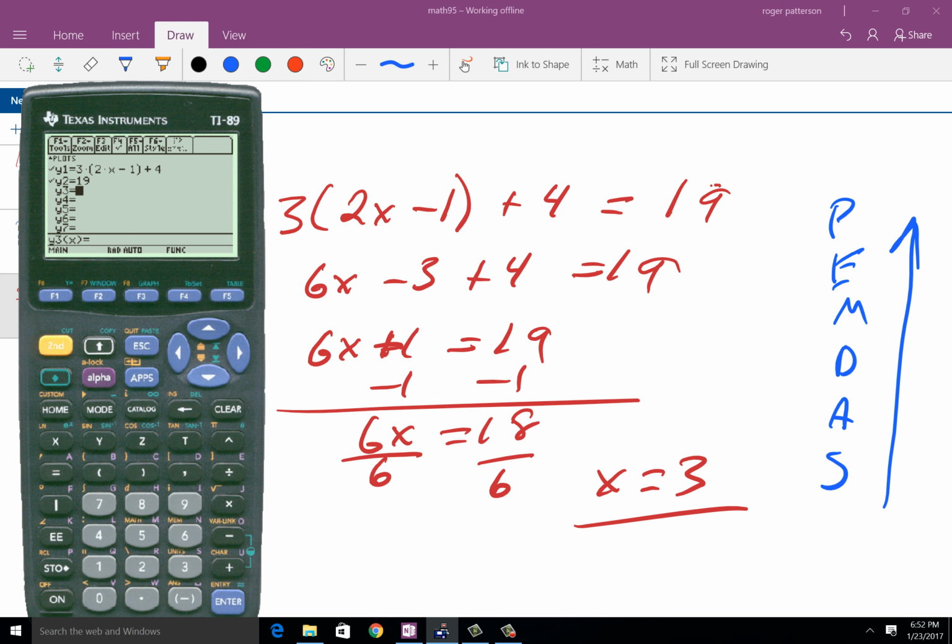So if I'm doing this in Desmos, I go y equals 3 parentheses 2x minus 1 plus 4. Then y equals 19. You have to put y equals 19 or else it doesn't understand what to do. If you're on an 84, it's just a y equals button. Idea is the same. So you 84, 83 people, that's what you're doing. So for Desmos, the second line is y equals 19? Yup.